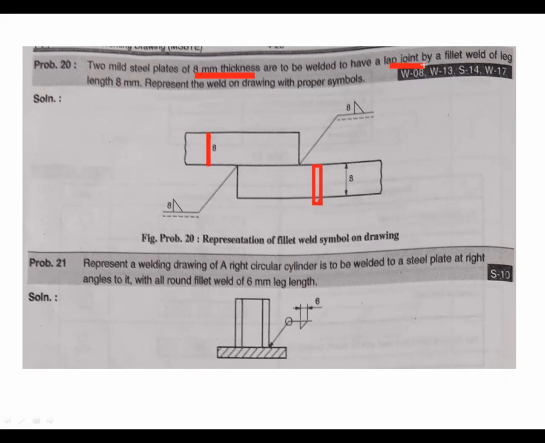A lap joint is there by a fillet weld. So for fillet weld, we are using this type of symbol, and the weld leg length is 8 mm. Here they have mentioned 8 mm. Okay, you have to just represent all these things.